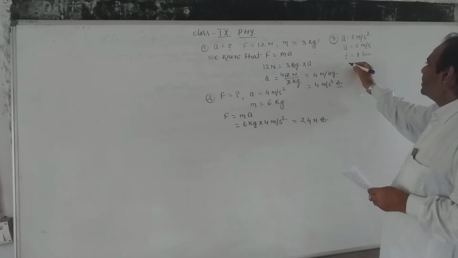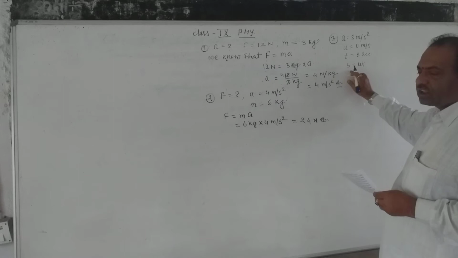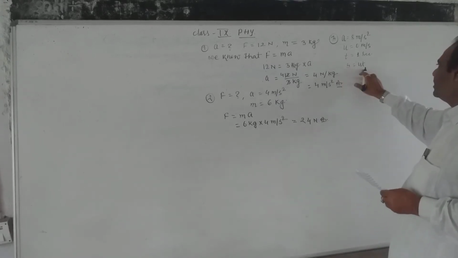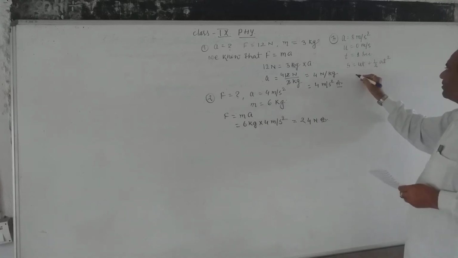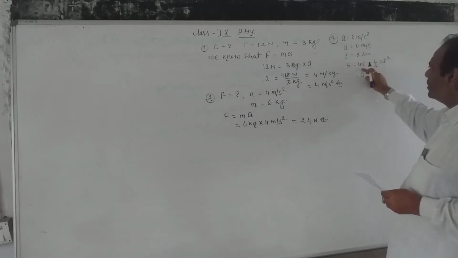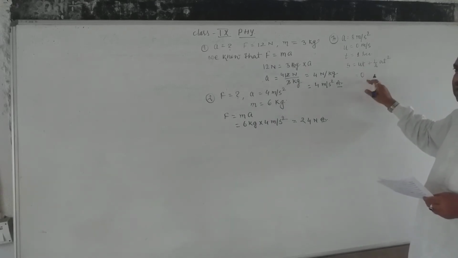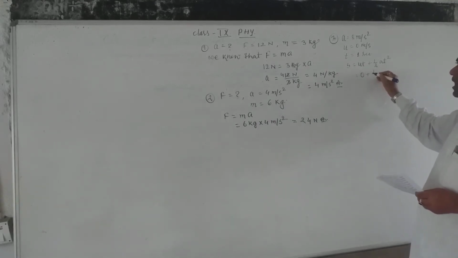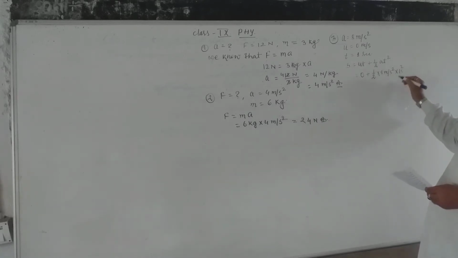We use here s is equal to ut. S refers to distance, so s is equal to, we know that, ut plus half at square. After that, this term becomes 0, because u is equal to 0 and t is equal to 1. Then we multiply both, its resultant is 0, and plus half at square. A means 8 meter per second square into 1 square. Okay, 1 second square.